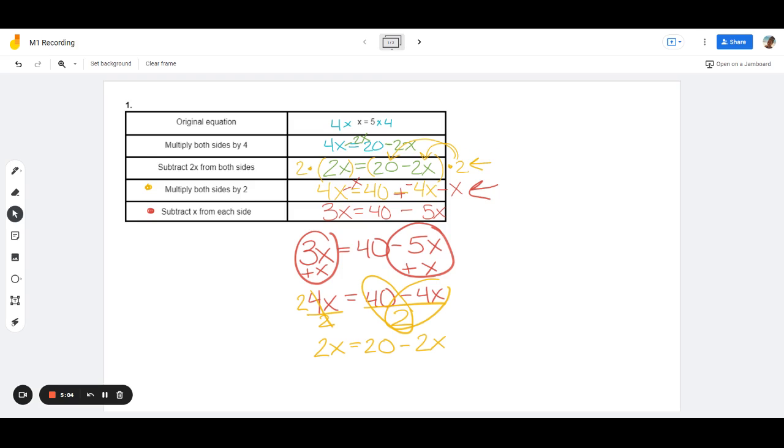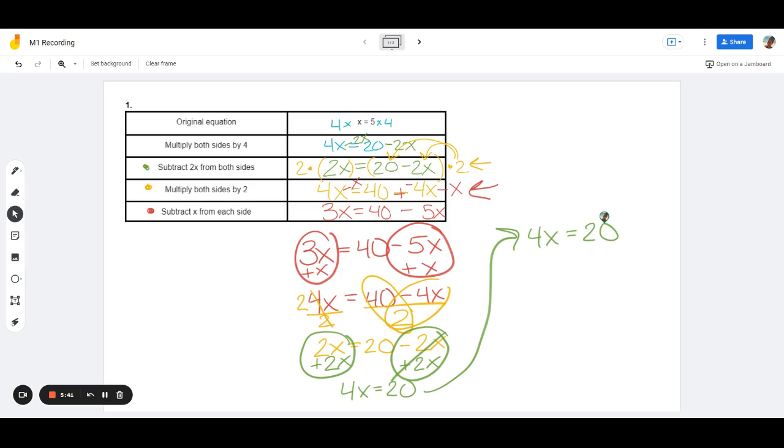Then we need to undo subtracting 2x from both sides. So instead of subtracting 2x from both sides, we want to add 2x to both sides, right? So now we have 2x plus 2x will give us 4x. Then we have our 20, and then negative 2x plus 2x will just give us 0. Okay, that cancels out completely. A negative 2 plus 2 gives you 0. So we could write plus 0, but we really don't have to. Anytime you add plus 0, it doesn't change the value. So now we have our 4x is equal to 20.